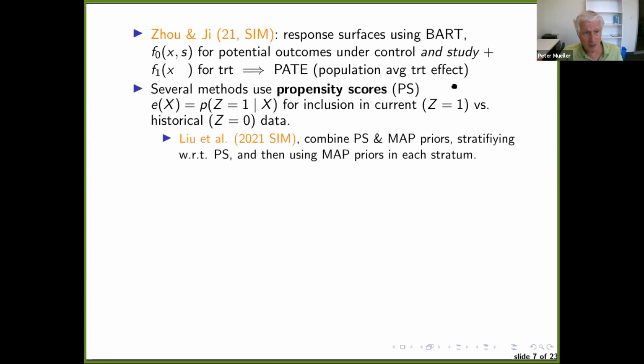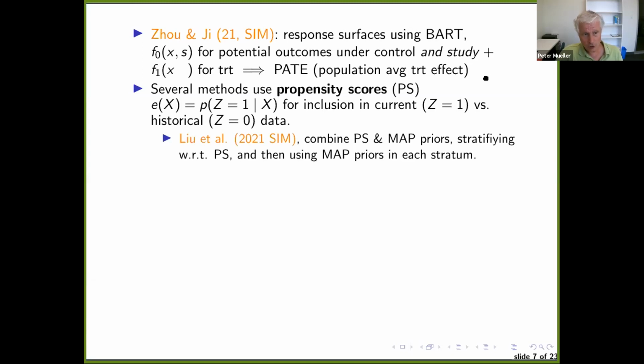Several methods, actually many methods, make use of the notion of a propensity score. Many of you know the propensity score is one way of adjusting for the lack of randomization. Usually when you use it for causal inference to adjust for a lack of randomization, you would set up a propensity score for treatment assignment.